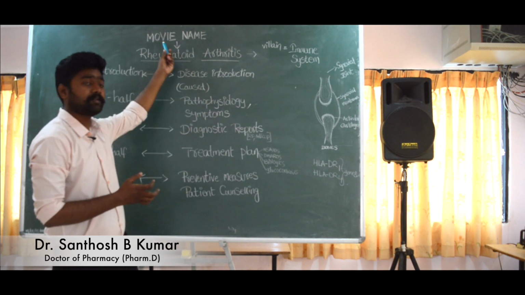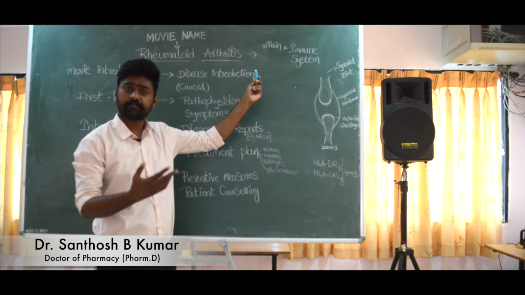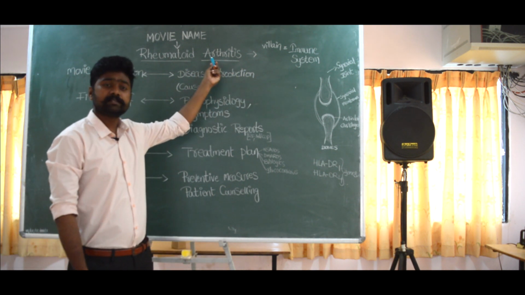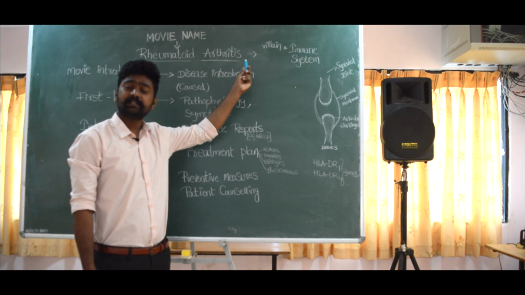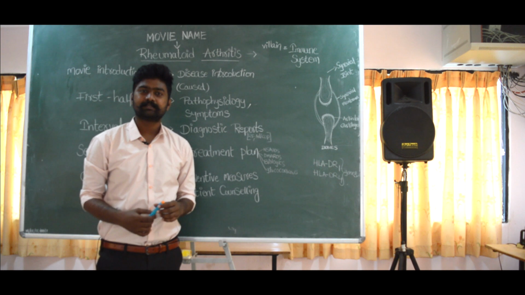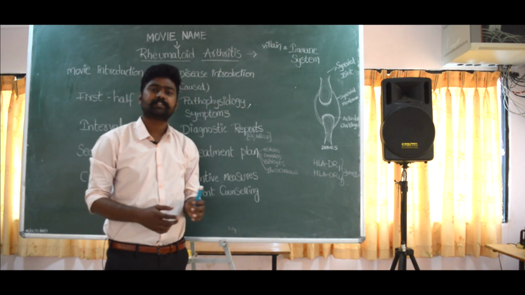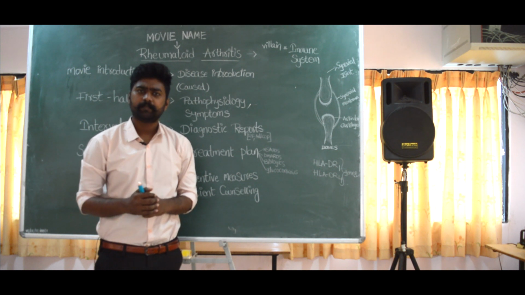You see here, our movie name is rheumatoid arthritis. So what can we derive from the name? Arth means joint, itis means inflammation, and rheumatism means musculoskeletal illness. So musculoskeletal illness and joint inflammation, that we can derive from the name.